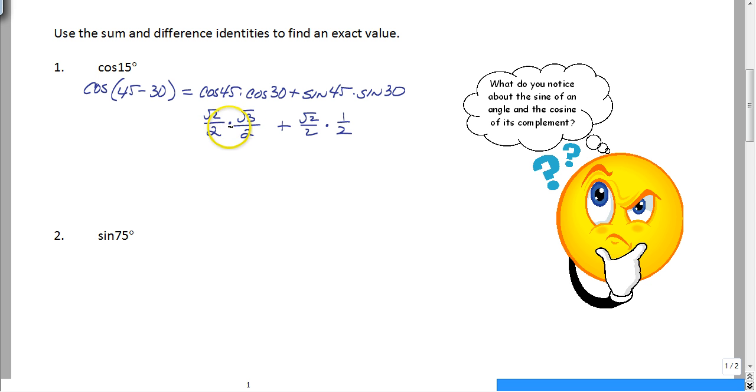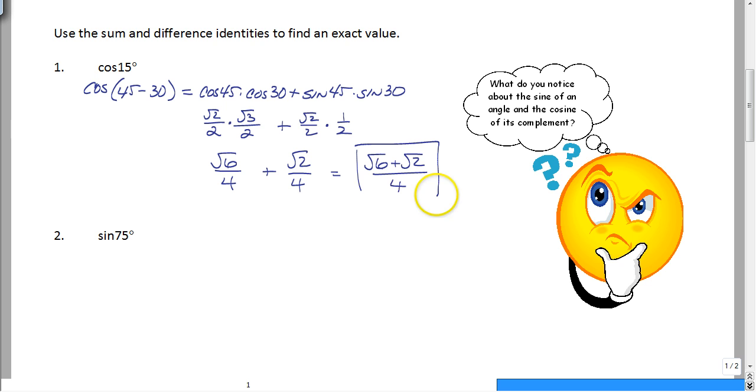So the square root of 2 times the square root of 3 is the square root of 6, and 2 times 2 is 4. Plus the square root of 2 times 1 is the square root of 2 over 2 times 2 is 4. And since we are adding here, you have to remember your rules for adding radicals. You cannot add radicals with different insides. So the common denominator is already 4. Our final answer is the square root of 6 plus the square root of 2 all over 4. And that's it. You just have to have your exact unit circle values and your sum and difference formulas.